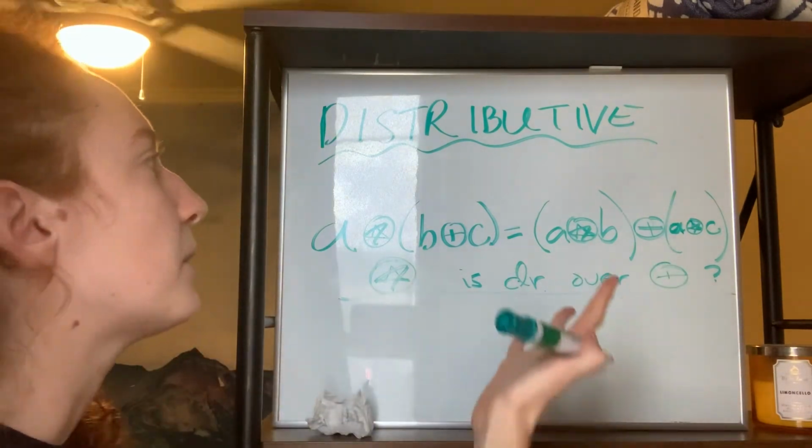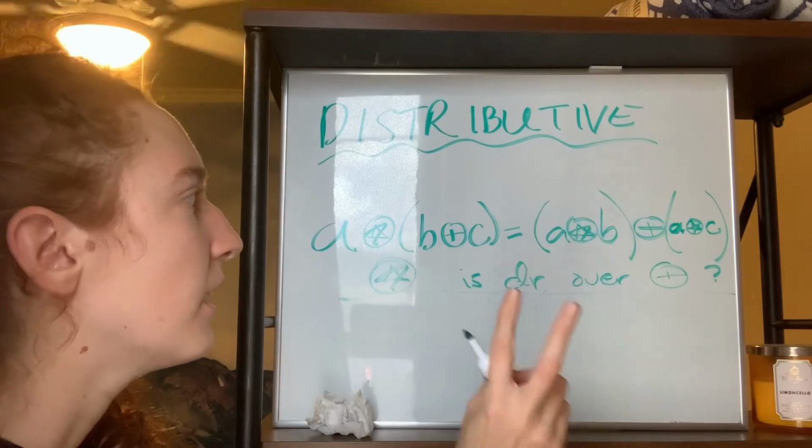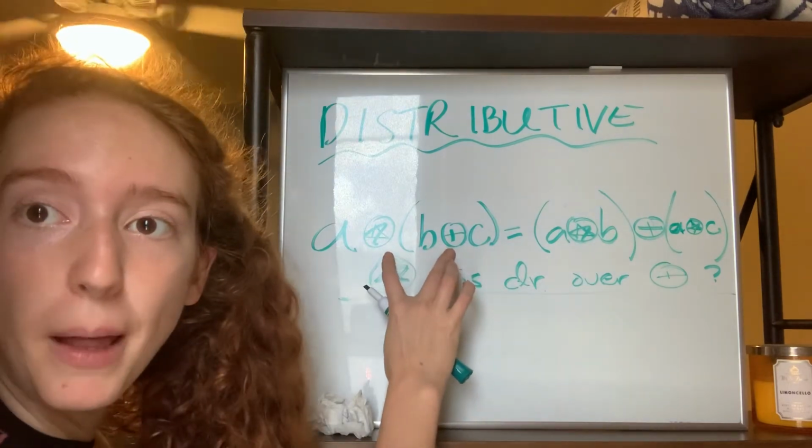So that's a little glimpse into the distributive property. The key thing here is that there are two different operations at play.